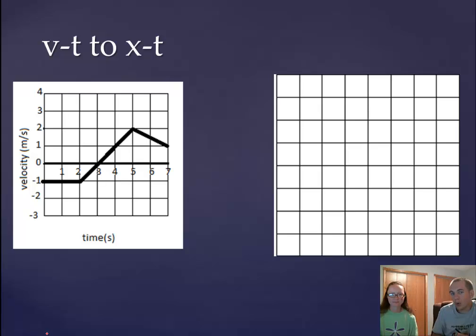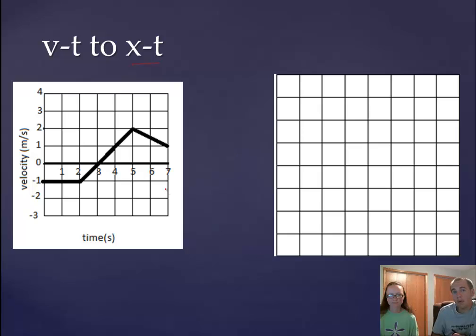We've looked at this before, but we want to do a quick review. Now we have some changing velocities, so that means we're going to have some curved position time graphs, and we want to make sure that this all clicks. So we're going to take this velocity time graph and try to make a position time graph from it.